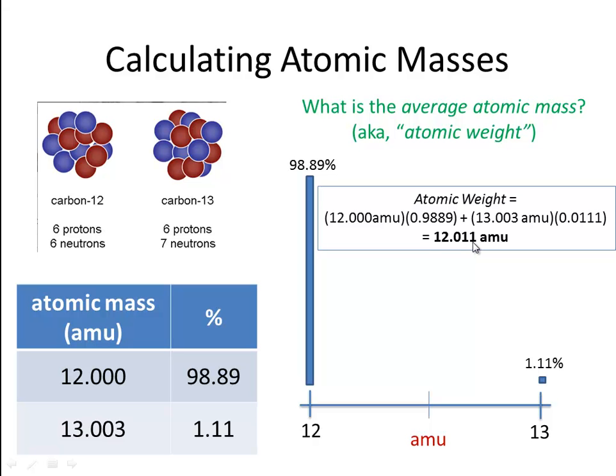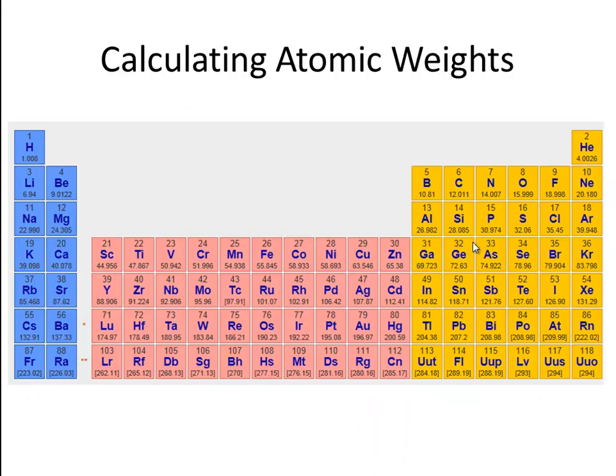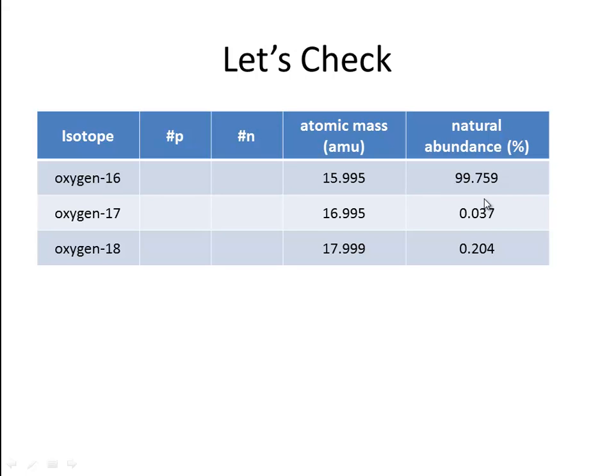I hope you did. And then maybe you snuck a peek at the periodic table, and did you notice that the atomic weight for carbon is in fact 12.011? So amazing. There's no mystery at all. Okay, so this is the very last slide. What I'd like you to do is pause the video now and fill in all of the information in this table for these 3 isotopes of oxygen, and then I'd like you to use this information to calculate the atomic weight of oxygen.